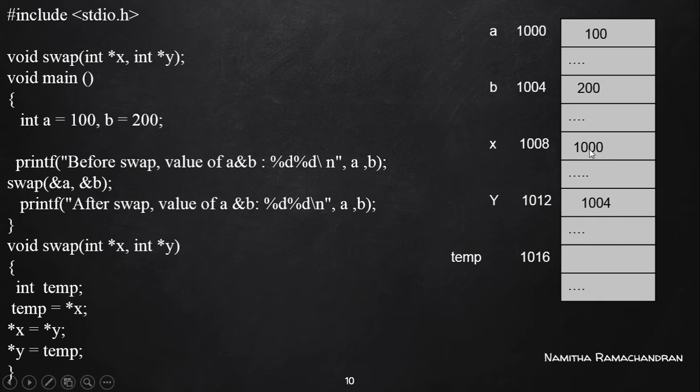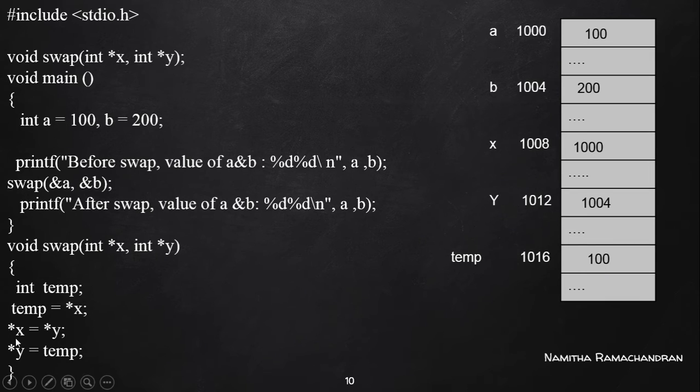That is 1000. The address information is available in this particular location, which is pointed to by X. Star X means the value present at this location. So 1000 is the address of variable A, and here we have the value 100. So star X indicates the value 100, and temp is initialized with value 100 now.